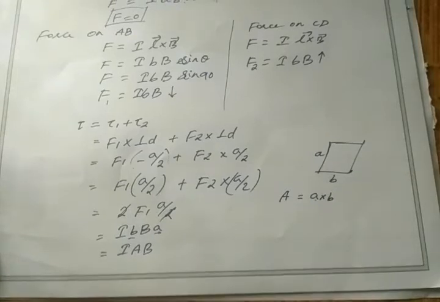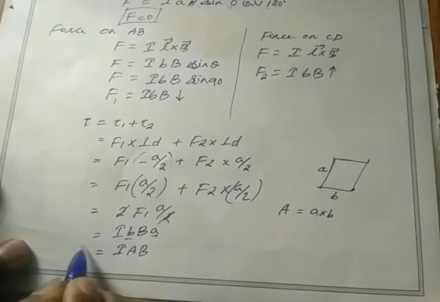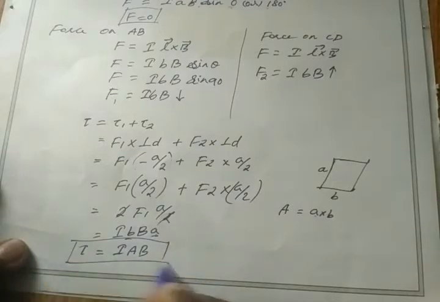This is the formula for torque when the sides AB and CD are perpendicular to the magnetic field. We can write this I A as the magnetic dipole moment. Remember the formula for magnetic dipole moment? M equal to I into A, right? So I can take tau equal to M B.